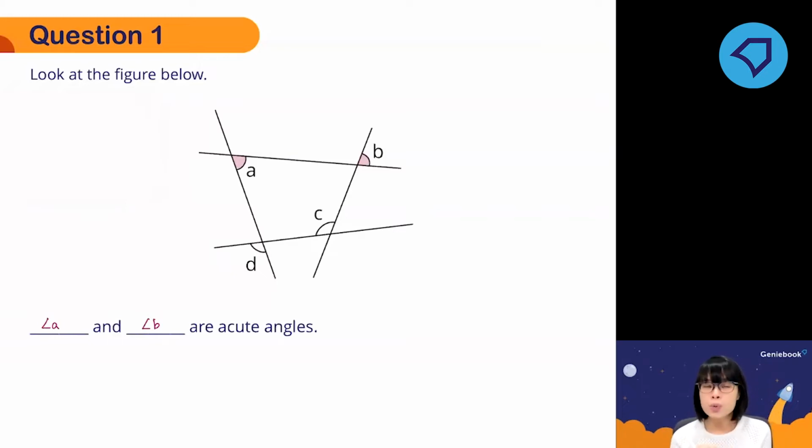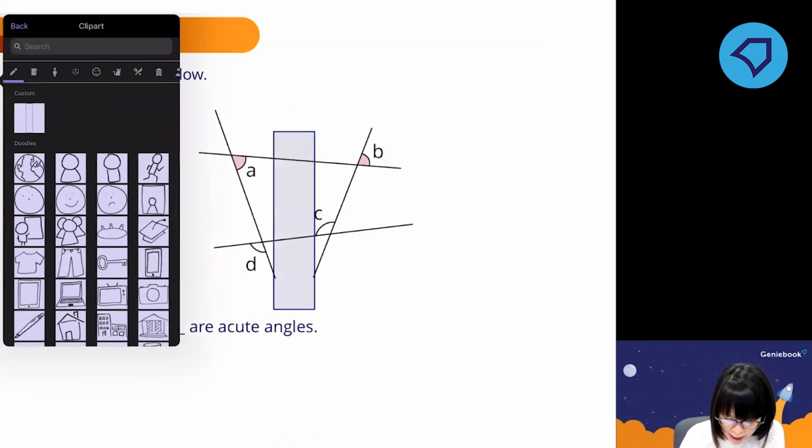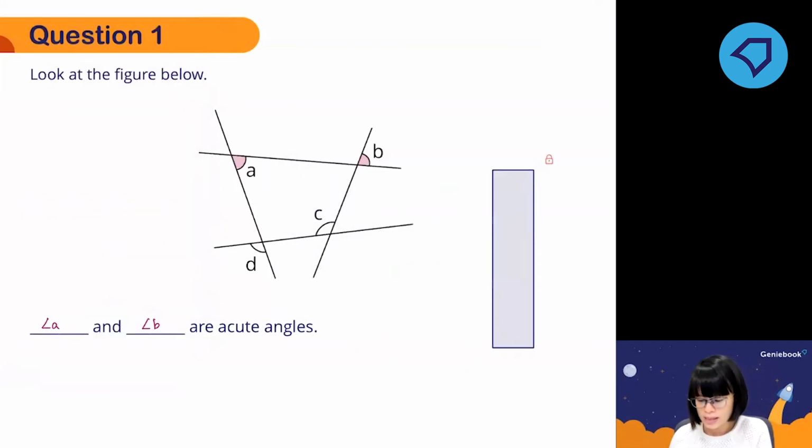For those of you who have a little bit of difficulty, what I need you to do is take out your ruler. Your ruler has to be a perfect rectangle. So let's take a look over here. Pretend that this is my ruler.